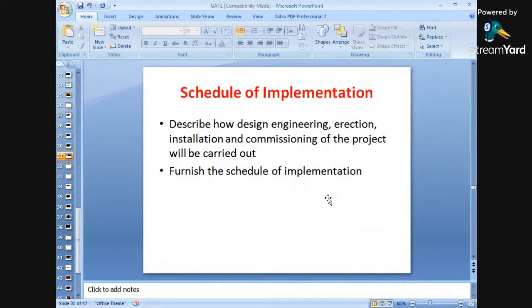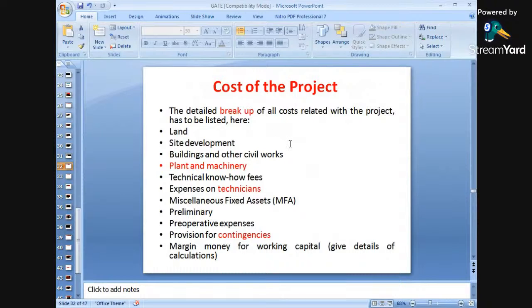Next is the schedule of implementation, how it has been implemented. A schedule of implementation plays an important role. How it will be implemented, what the criteria for implementation will be. The implementation describes how design, engineering, erection, installation, and commencement of the project will be carried out. Furnish the schedule of implementation. The schedule is actually a network diagram prepared from the first activity up to the last activity. Various diagrams and various things have to be considered.